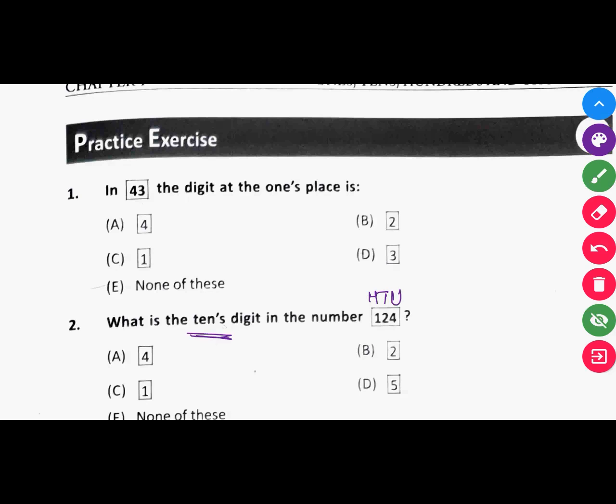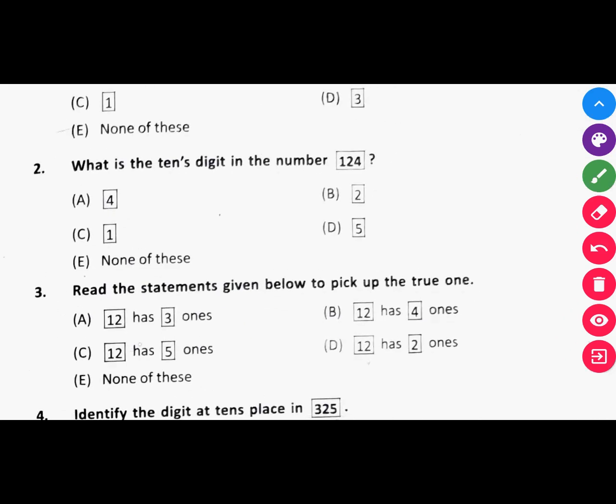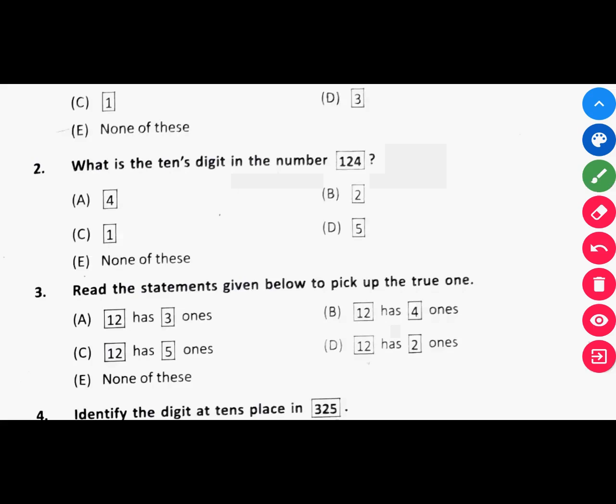Now they had asked us the tens place digit. So which number is at tens place? It is 2. So our answer is option B. Now the next one is, read the statement given below to pick the true one. We have to read the questions carefully, because there is a slight jumbling in the question.